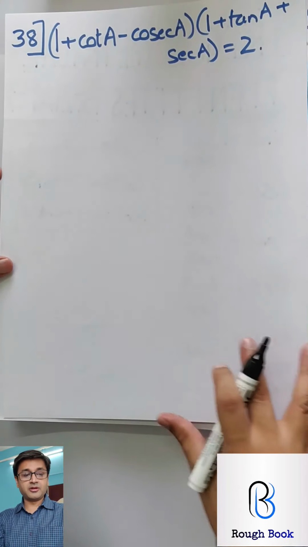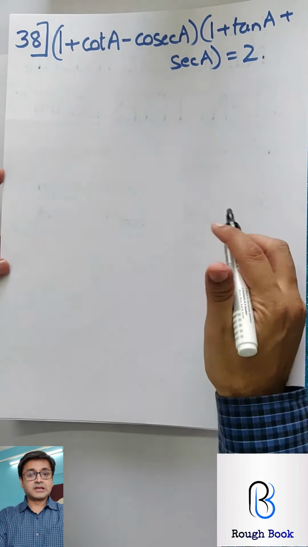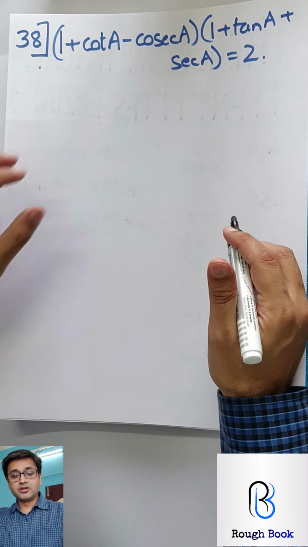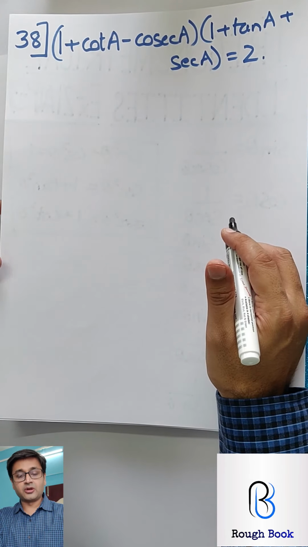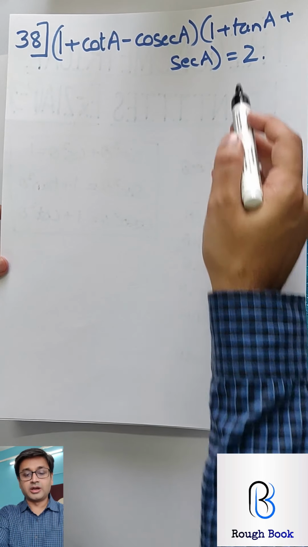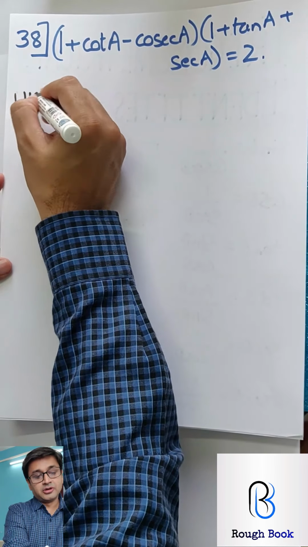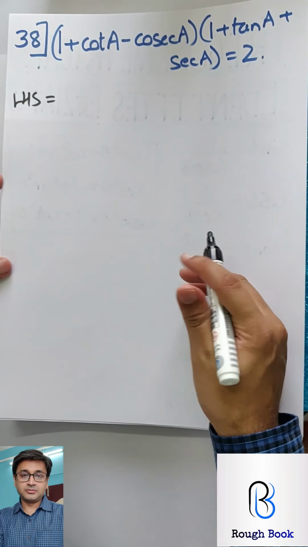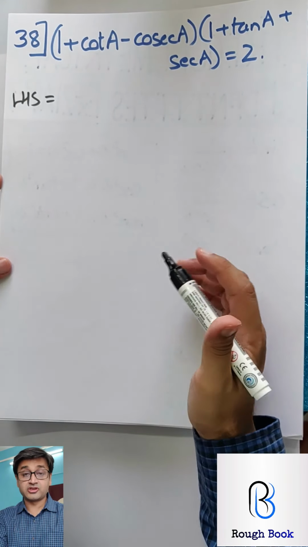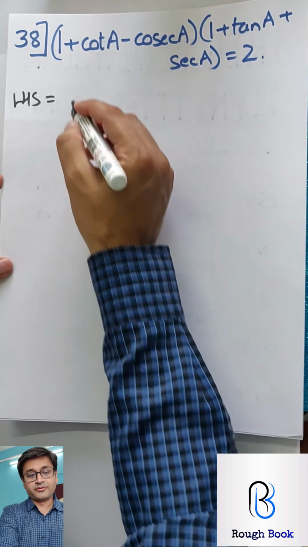So let's hit it straight away. By now you must have become pros. Sum number 38. Take your LHS, convert everything into sine cos. Automatically you will get some clue and you will reach the answer as 2. Let's try it. Come on, pause the video. Even if you don't get the entire sum, do whatever parts you can. You will at least fetch 1 or 2 marks and you will gain some confidence.